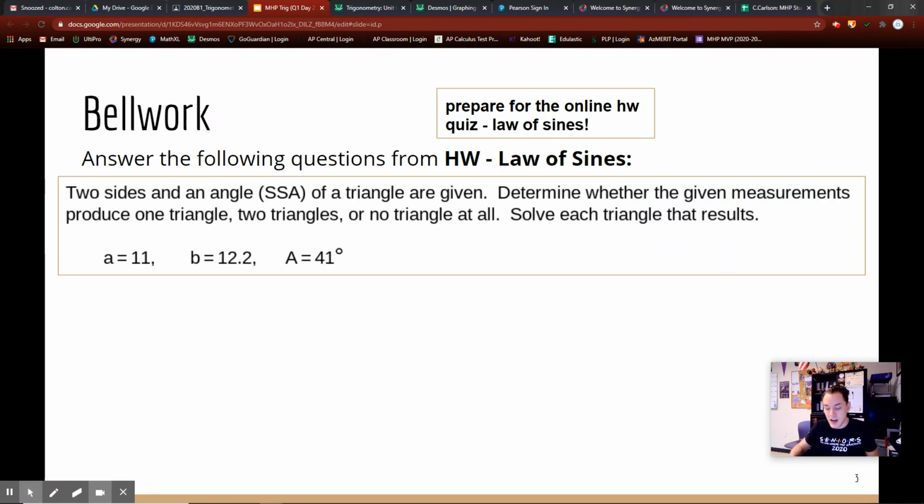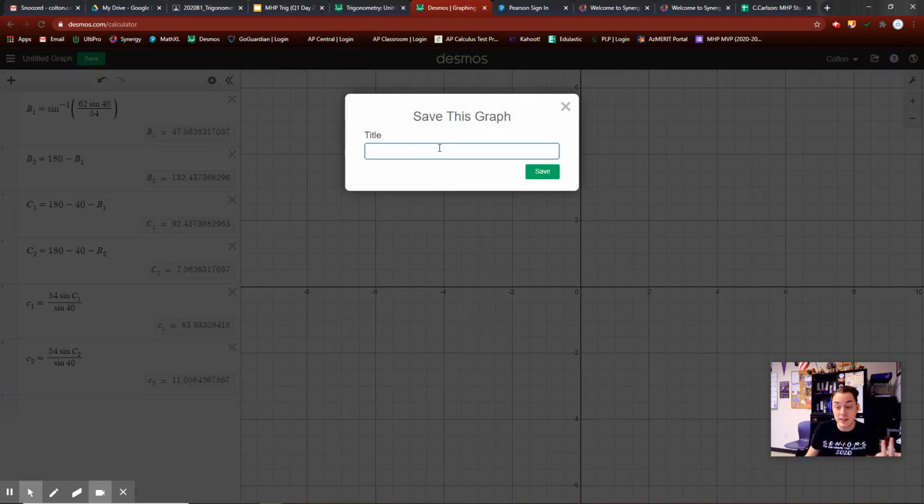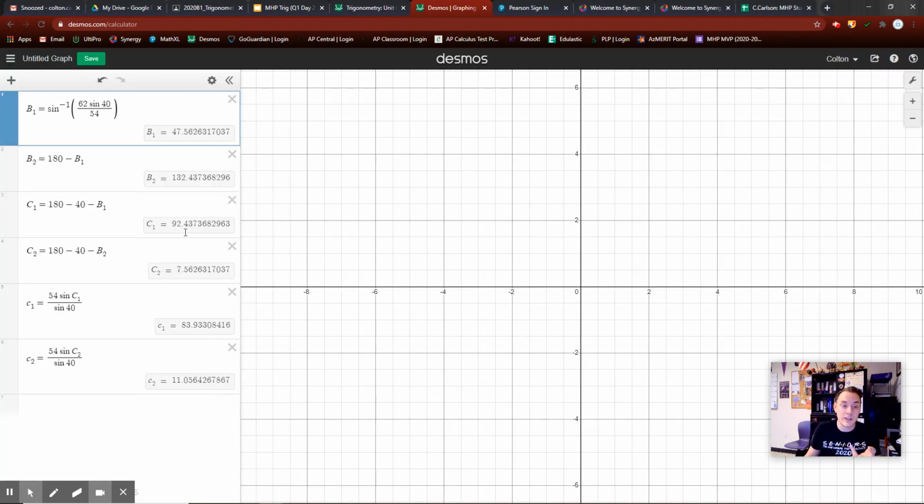Law of sines, the ambiguous case. How do I solve this? Okay, I am going to be utilizing Desmos. I'm probably going to be utilizing the same thing from my previous lesson, because I am going to be solving for B1, I am going to be solving for B2, I am going to be solving for all this. And honestly, if you did this almost exactly verbatim like this, you could probably save it and just label it like law of sines, because that would probably be very advantageous for you. Why is that? Because then all you have to do is just change these numbers and everything else calculates for you. It's pretty great. So I'm going to do that.